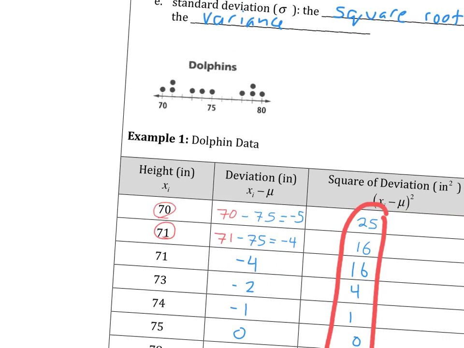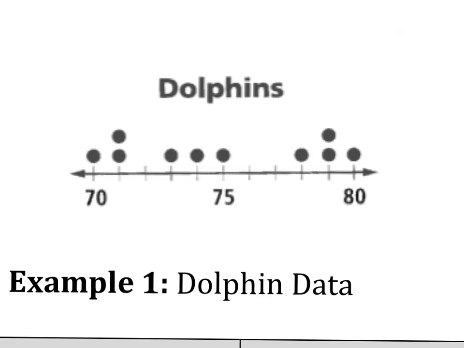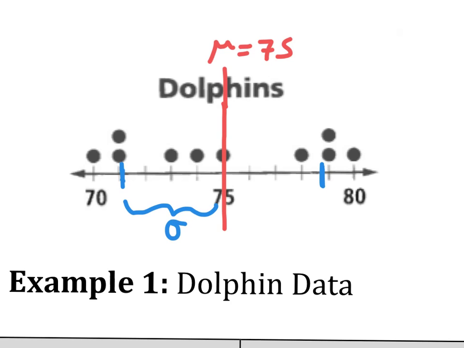Well, let's look up here. We already know that the mean is 75. And we know the standard deviation, sort of like the wiggle room for the data, is just under 4. So here it goes to 79, somewhere about here, and this goes to just about 71 there. So this would be your sigma.